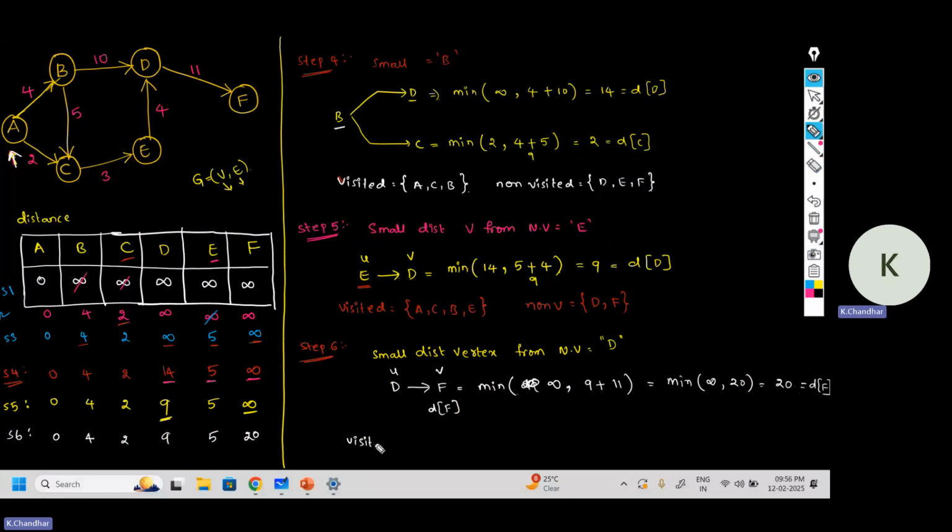So what are the visited vertices? Previously A, C, B, E, along with that one more new vertex is introduced, that is D. And which are the non-visited vertices? Excluding these, I need to write the remaining. So only F is pending.